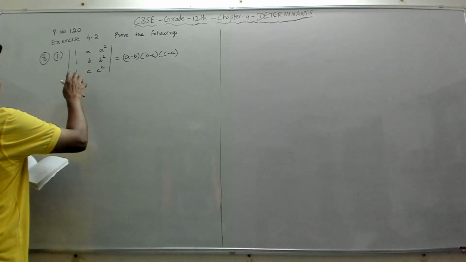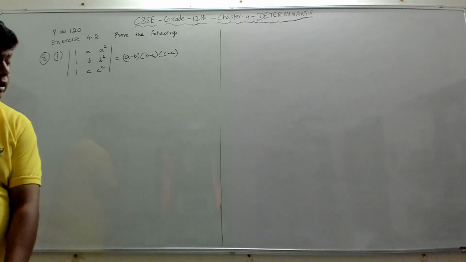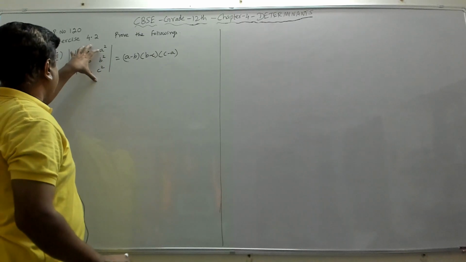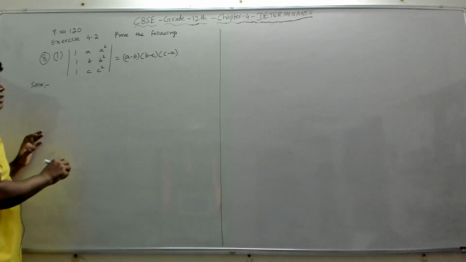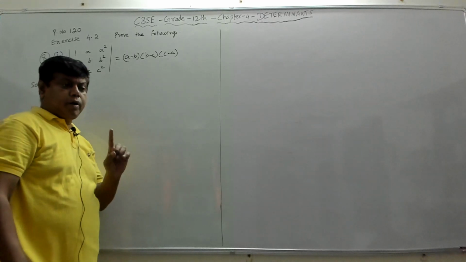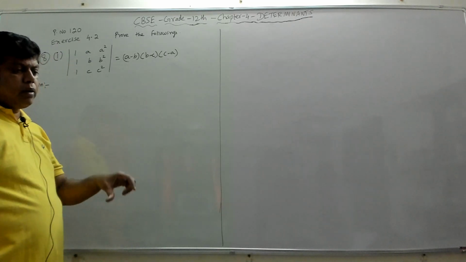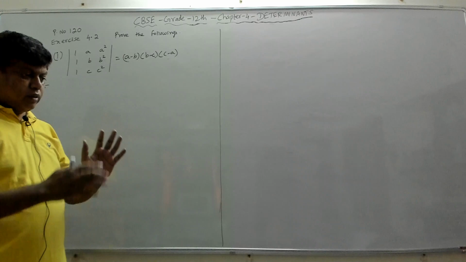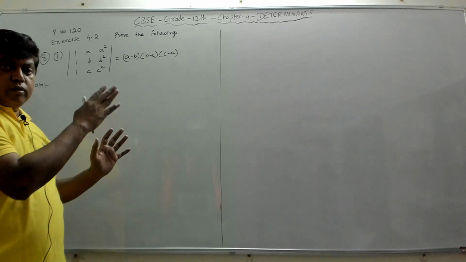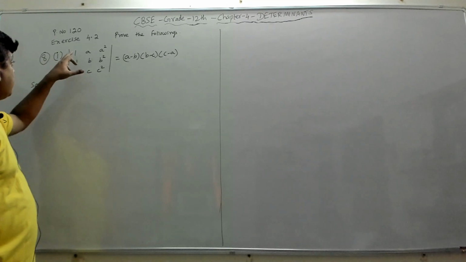Question number 8: we have to prove that this is equal to this, that is, show that the value of the determinant is equal to this. Whenever you see in a determinant that all the elements in a particular row or all the elements in a particular column are the same, you can take that out, and then that particular row or column will become 1 1 1. So here it is already 1 1 1.